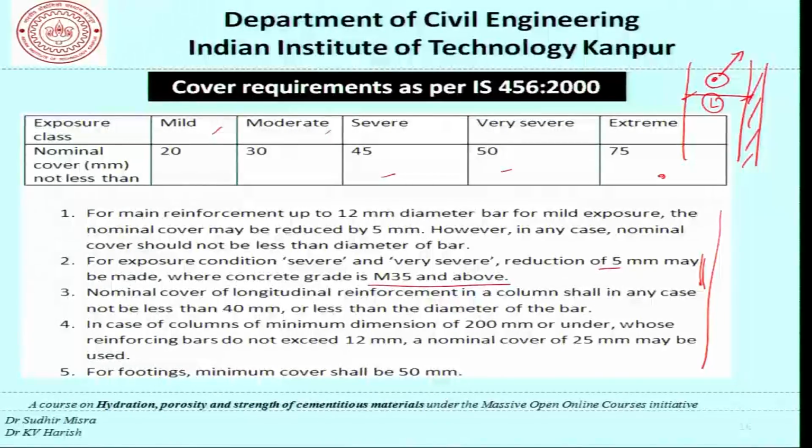but this is not available for extreme conditions. The nominal cover for longitudinal reinforcement in a column shall in any case not be less than 40 millimeters or the diameter of the bar. In case of columns of minimum dimension of 200 or under, whose reinforcing bars do not exceed 12 millimeters, a nominal cover of 25 millimeters may be used. For footings, the minimum cover shall be 50 mm.